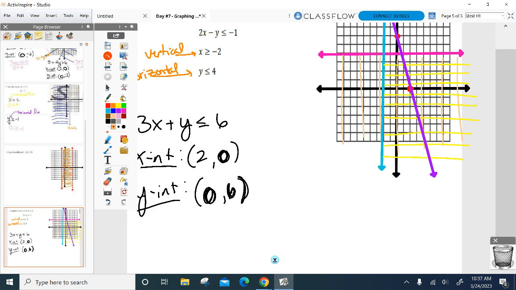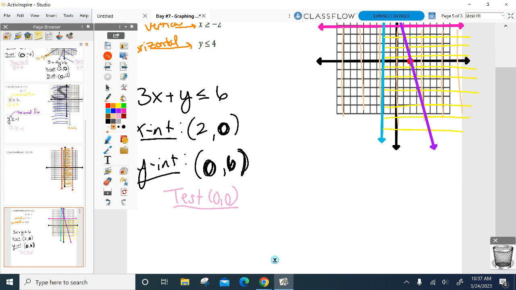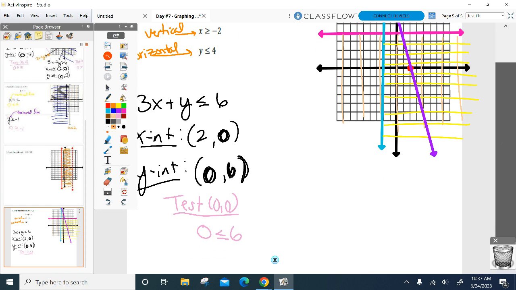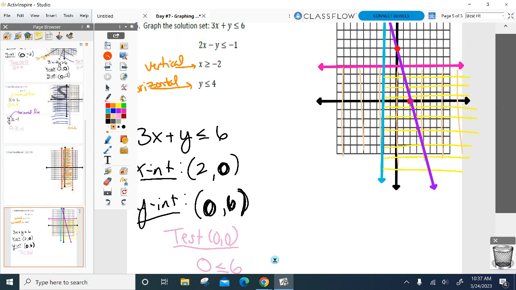Okay, I'm ready to test this first one, and I'll show you what I mean by not shading everything. Okay, so I test (0, 0). Is 0 less than or equal to 6? True or false? That's true, right? True. So I want to make sure I shade over my purple line away from it. No, toward. It's true, right? So I want to shade it towards it.